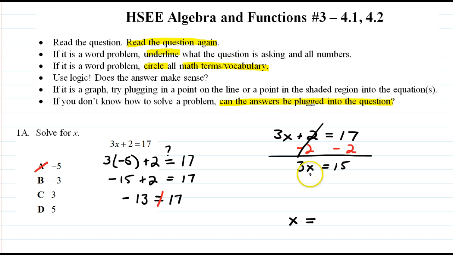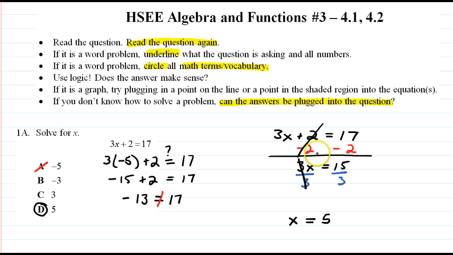And when you have a number next to x, it means multiply. And so the opposite of multiplying is dividing. So we divide both sides by 3. And so these x's become 1. So this is 1x. And I don't need to write the 1 because 1 times x is just x. 15 divided by 3 is 5. So the correct answer here is D.